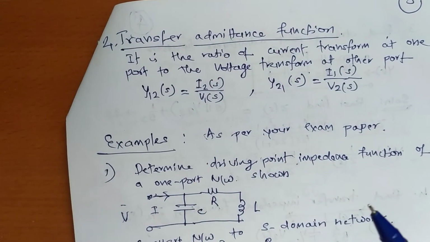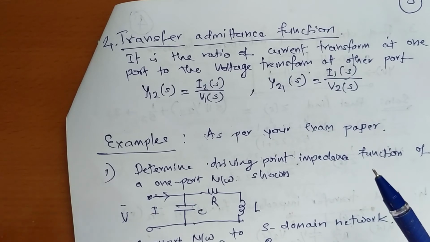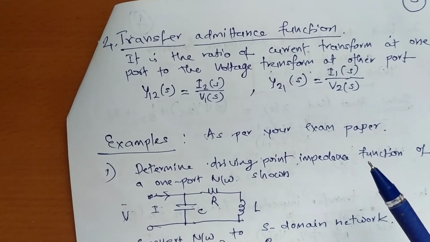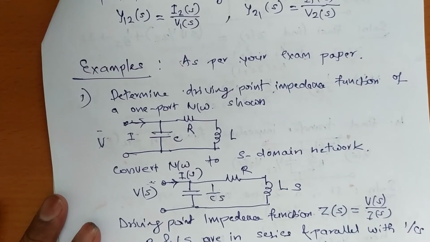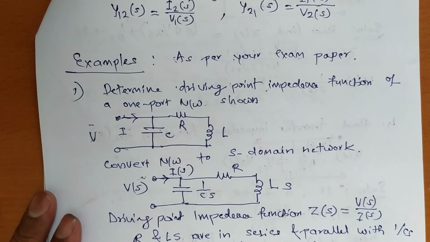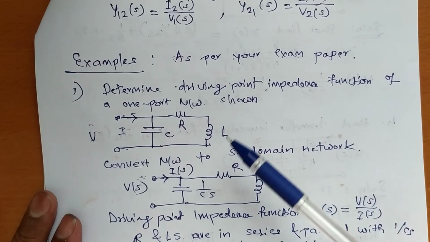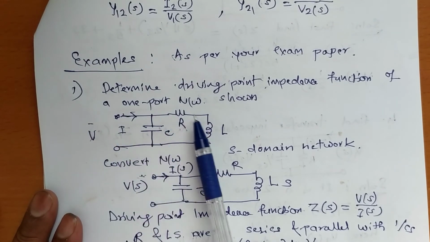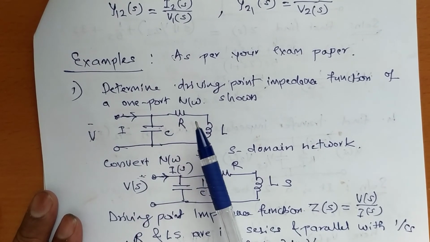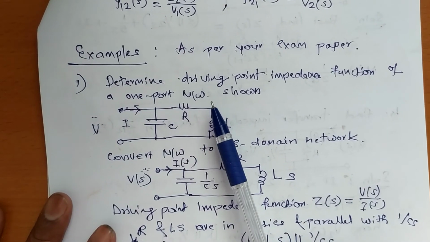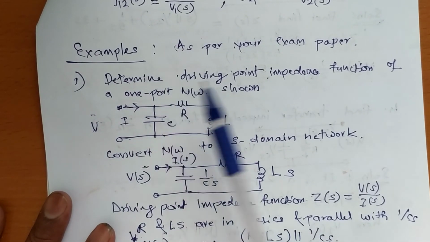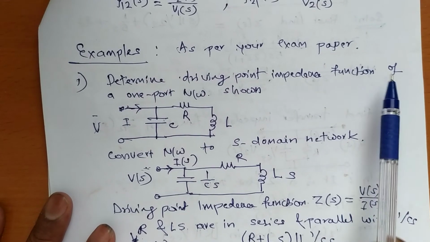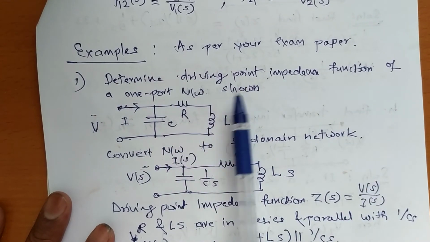Now, having known the meaning of all functions, that is driving point as well as transfer functions, we will see one example. What kind of examples? We will have to solve in the examination. That is what I have taken here. They will simply give one network and ask you to find a particular function. For example, determine the driving point impedance function of a one port network shown below.